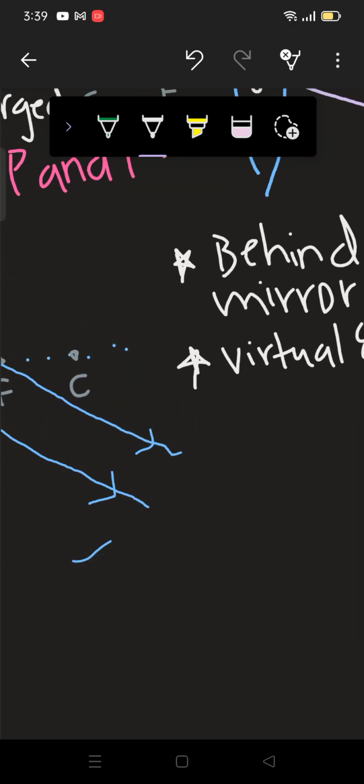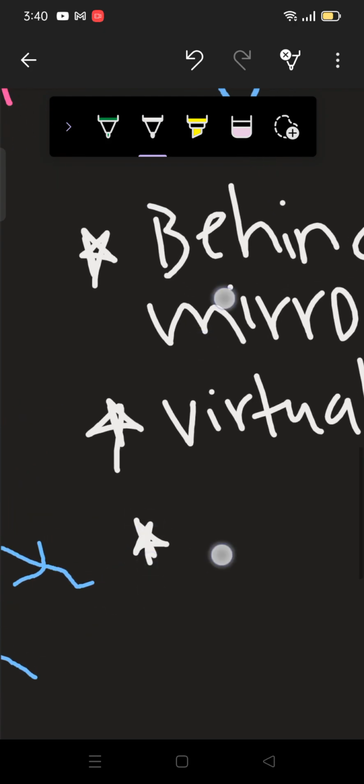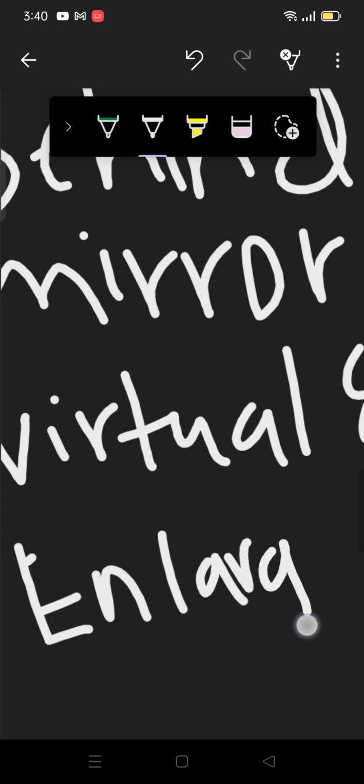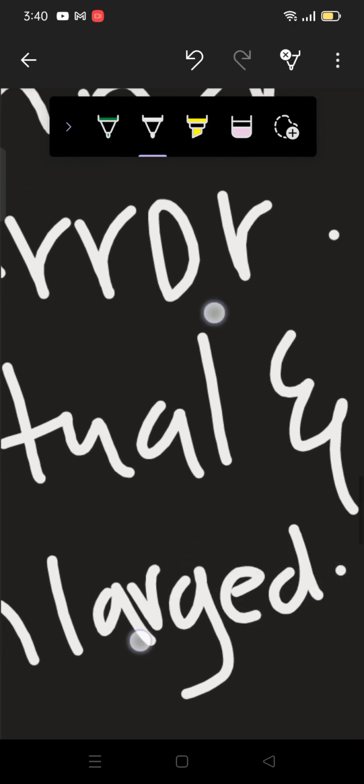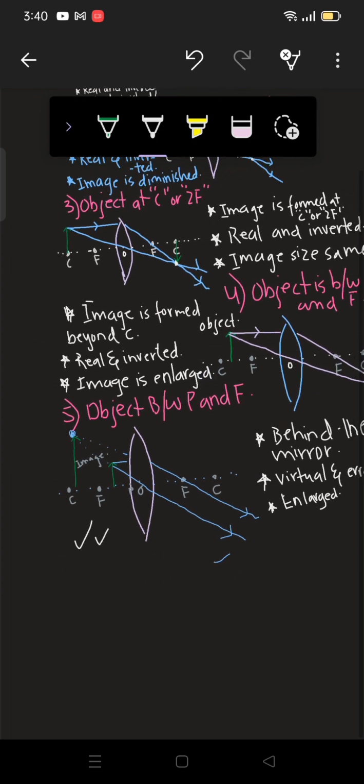Thirdly, what would be the size of this image? Alright, that image would be enlarged. Alright, because as you can see, what's the size of the object we do have and what's the size we do have of the image. Alright, that is highly enlarged. So the image size would be enlarged, and that would be virtual and erect, and that image would be formed where? It would be formed behind the mirror.